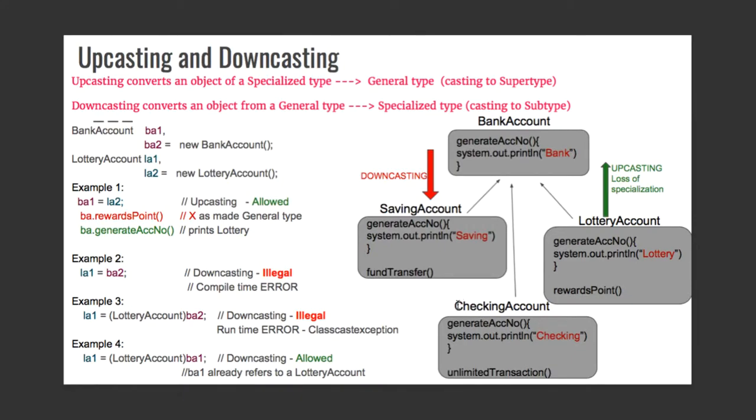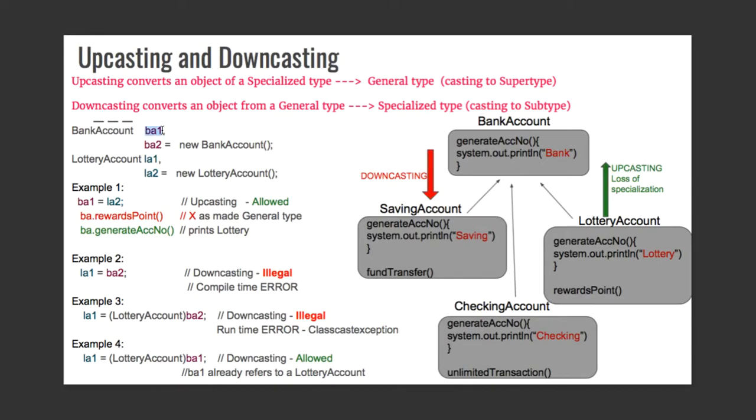Finally, when you are converting any specialized class, checking, saving, or lottery account type into bank account type, it is an easy thing and it never fails. Now let's see the right hand side. Here we have a bank account class whose objects are BA1 and BA2. In the next line, we have lottery account objects LA1 and LA2. In the first example, we are trying to do upcasting, which is allowed.